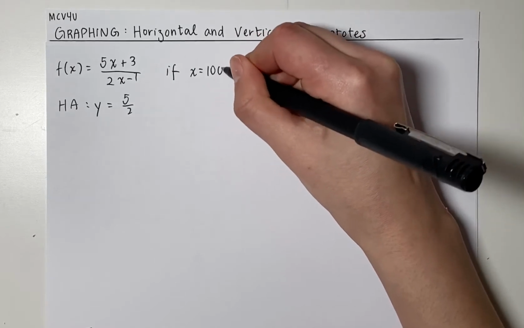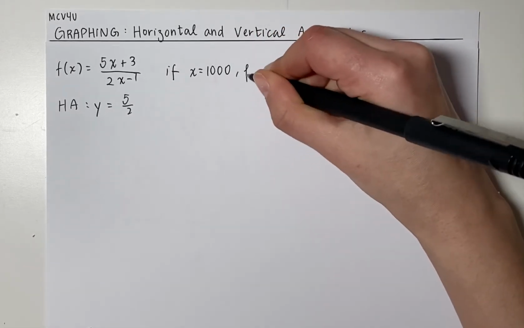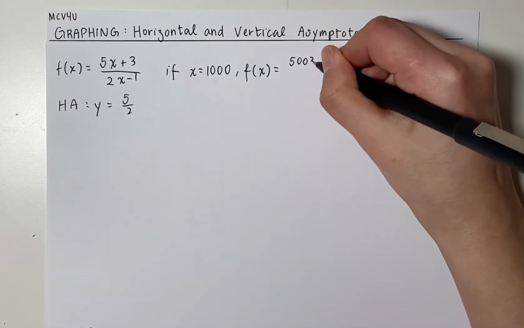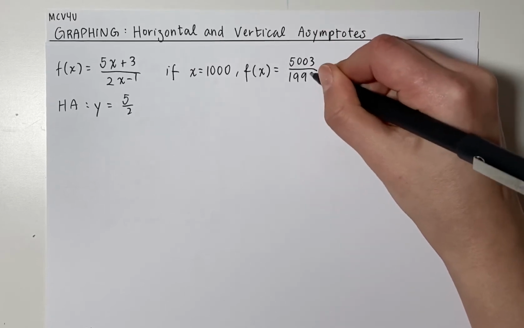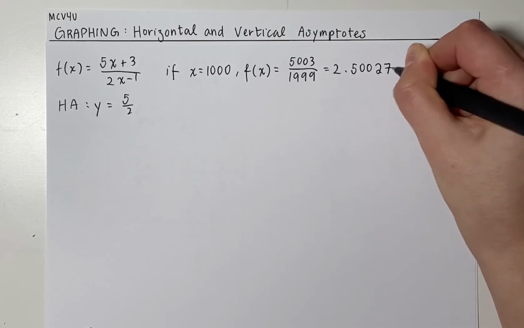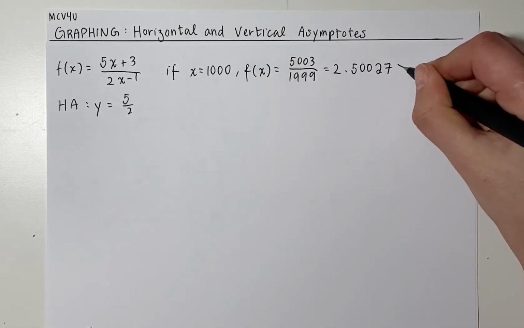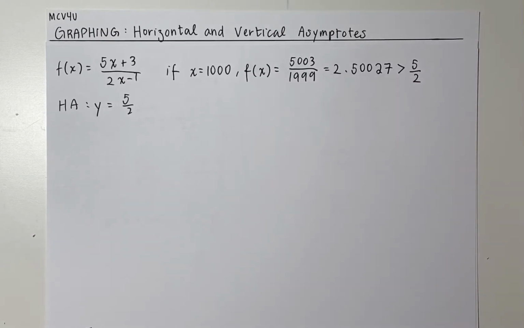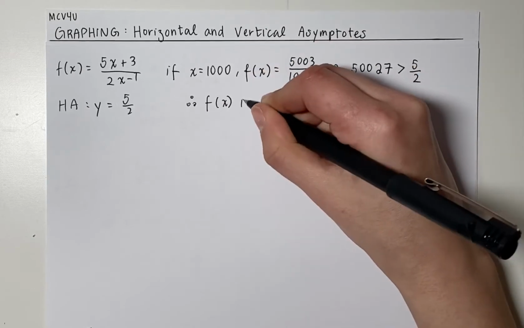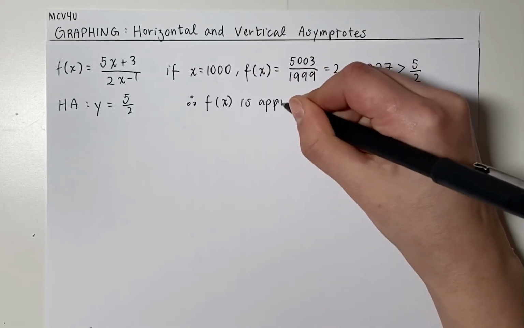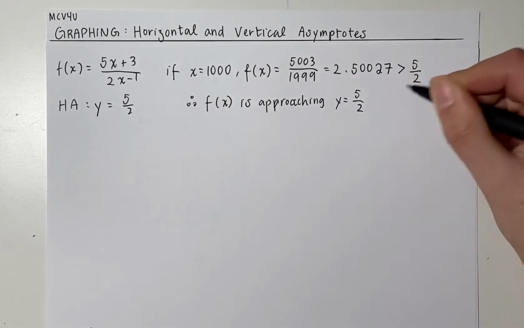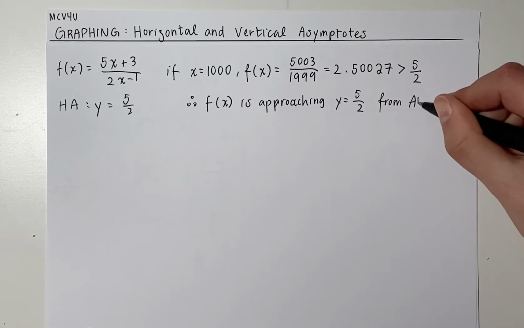So let's just say we take x equals 1,000. Then if we sub that into our function, we're going to get 5,003 over 1,999, which equals 2.50027. And is this greater than the horizontal asymptote? Yes, it is greater than 5 over 2. So we can conclude that f(x) is approaching our horizontal asymptote, which is y equals 5 over 2, from above.